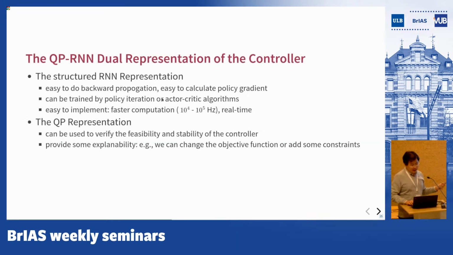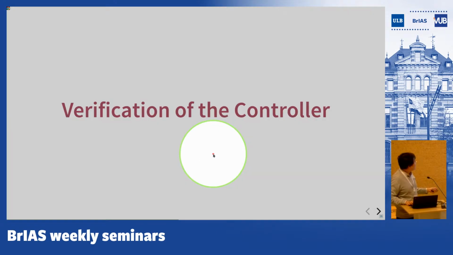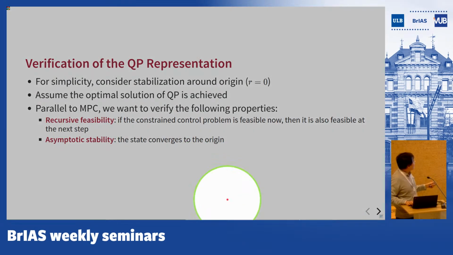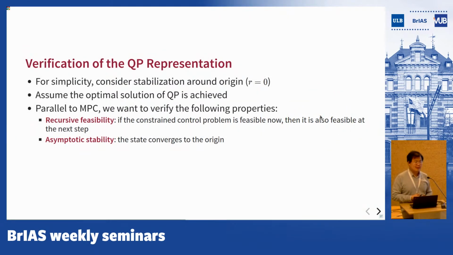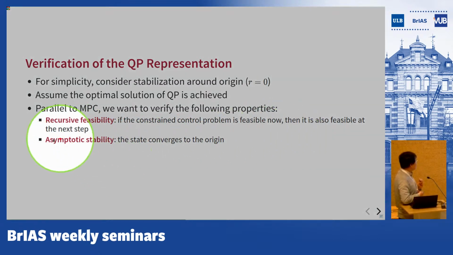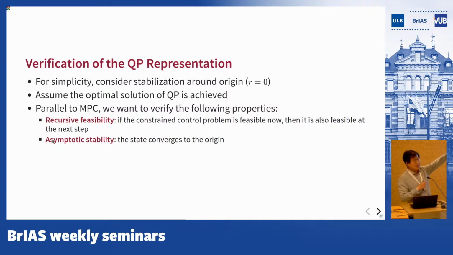So if I have a very compact QP representation, we can try to do certain verification. But because this is very control theoretic, I will just give you a very brief idea. For one thing, if we want to verify the controller, there are two things we need to prove. One is that the controller will be so-called asymptotically stable. That means if you start at a certain point, you will always go back to 0. So that's called asymptotic stable.